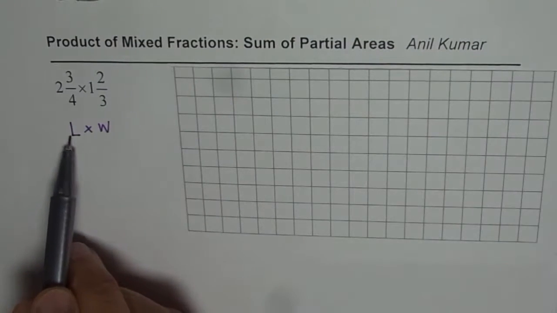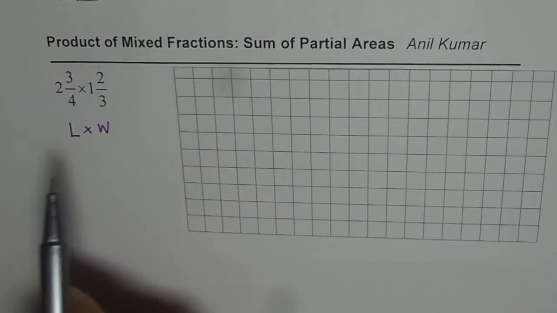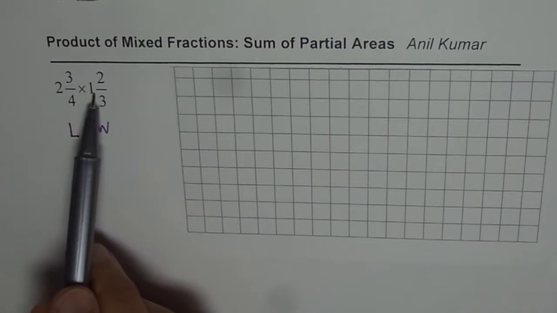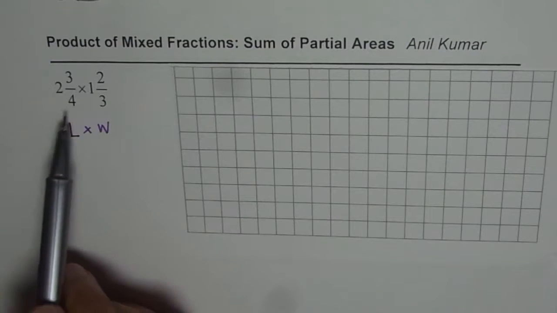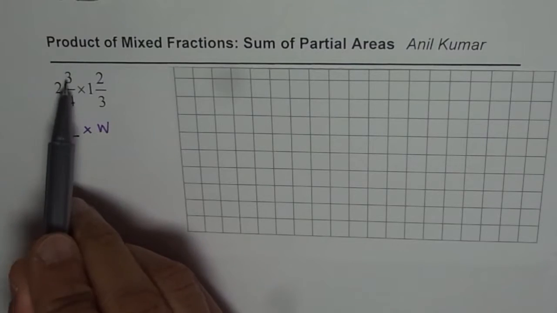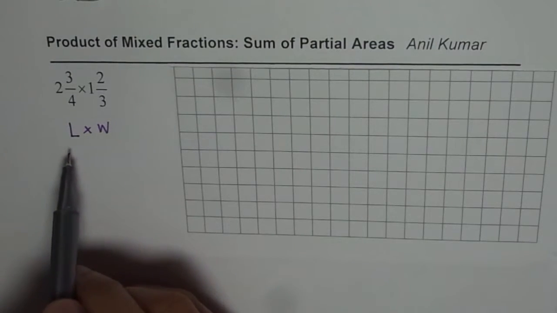So when you multiply length and width of a rectangle, you get area, and finding that area can represent the product of these two mixed fractions. That is what we are trying to do here, right? So let us take 2 3/4 as the length of the rectangle.